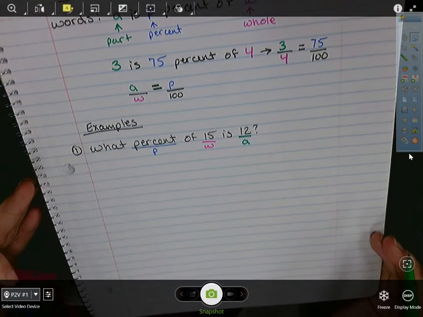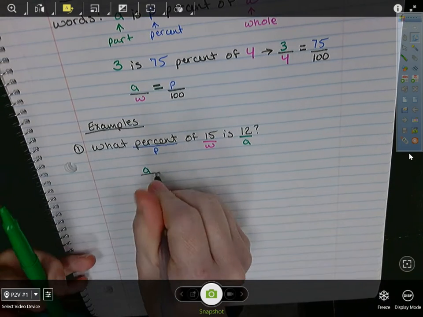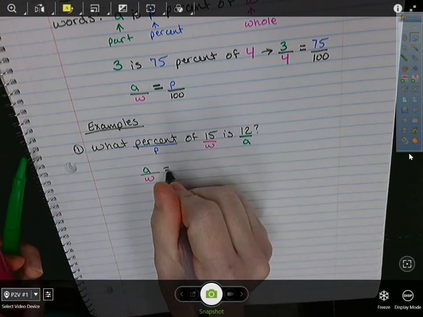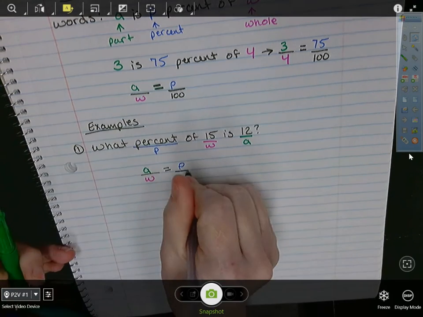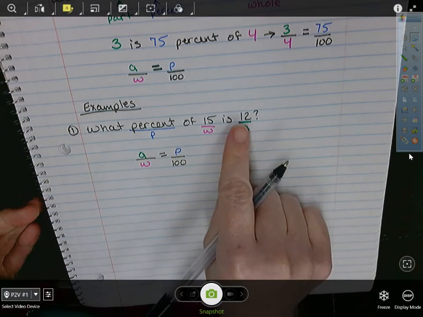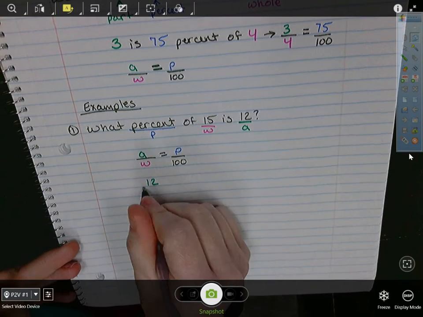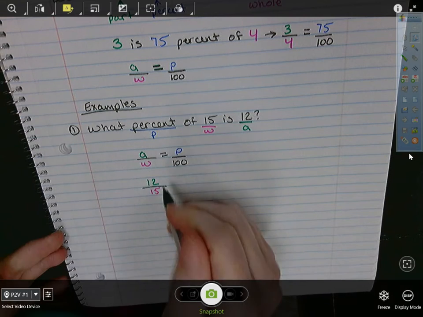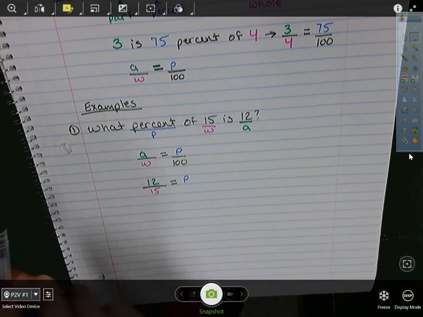Okay. So start off with your proportion, A over W equals P over 100. Okay, and then you just substitute in the ones that you know. So A, I know is 12. So I'm going to plug in 12 for A. And my whole is 15. So I'll put in 15 equals, and I don't know what the percent is, so I'll leave it as P and then put that over 100.